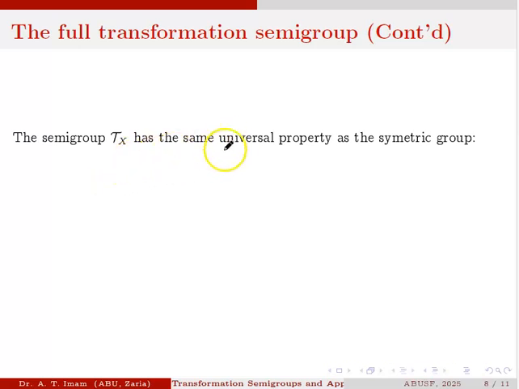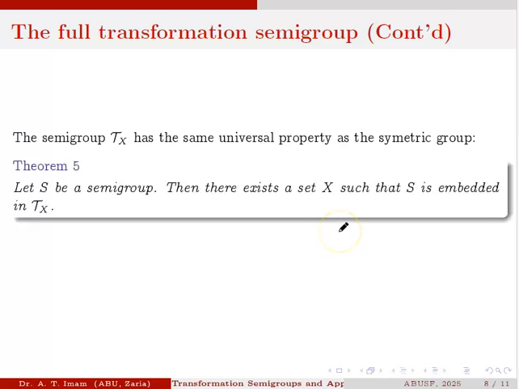Now this semigroup has a universal property. You remember in group theory, the symmetric group has this property that every group is isomorphic to a group of permutations, a subgroup of the symmetric group. So something similar happens with the transformation semigroup. In semigroup theory, if you take any semigroup whatsoever, then there exists a set X such that the semigroup can be embedded in the full transformation semigroup.